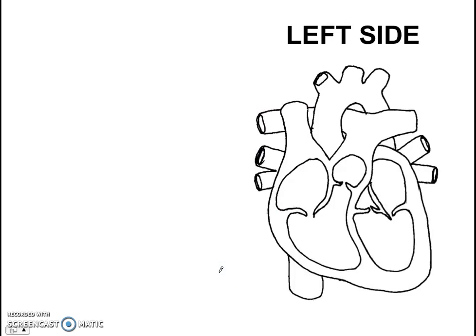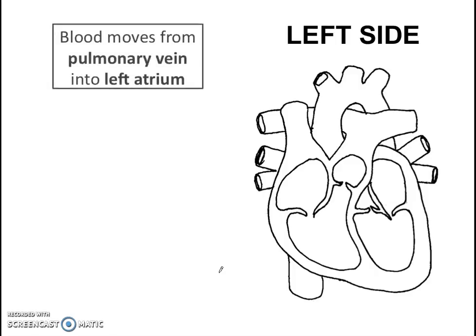Now, while that is happening on the right side, there are some events taking place on the left side as well. So on the left side, when the whole heart is relaxing, then the left atrium, over here, the left atrium is relaxing, then blood will move into the left atrium from the pulmonary veins.